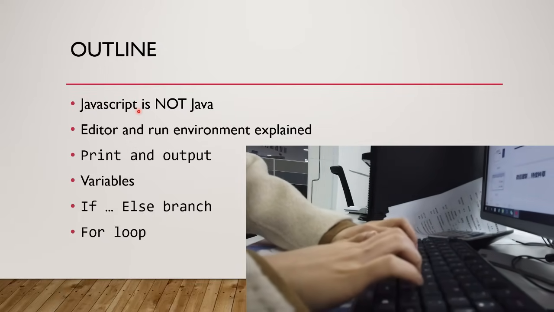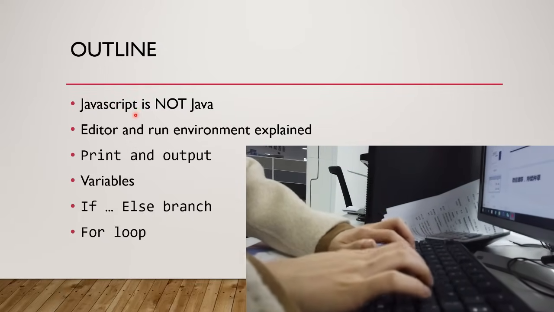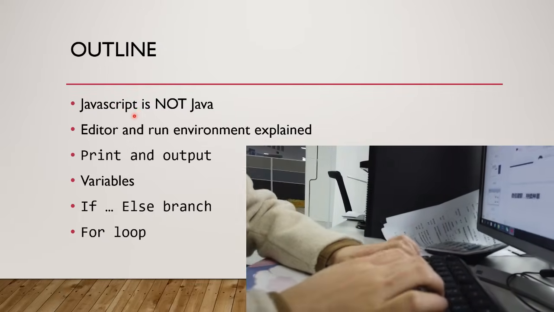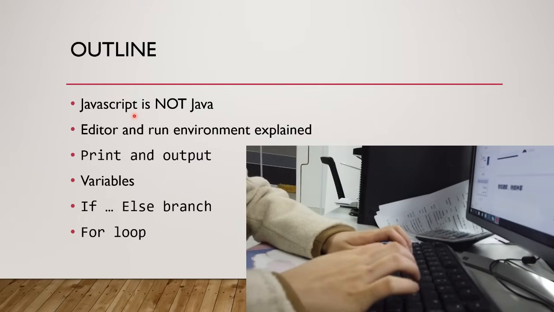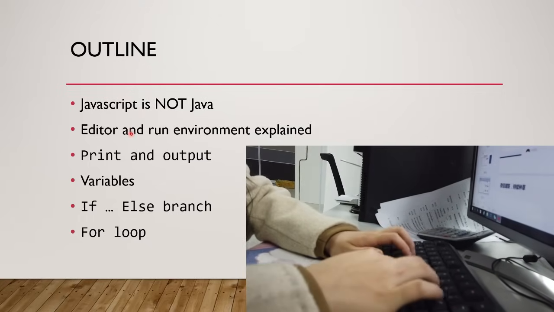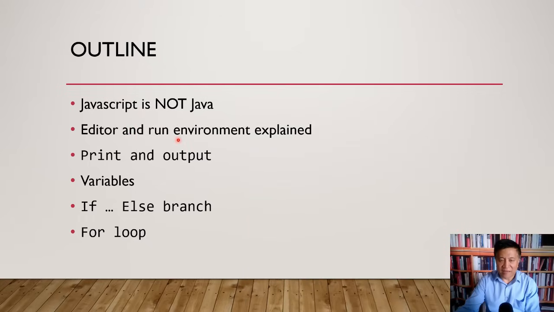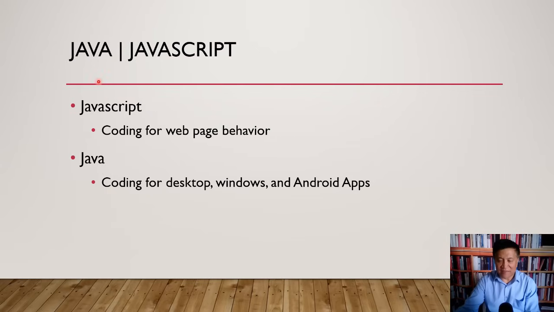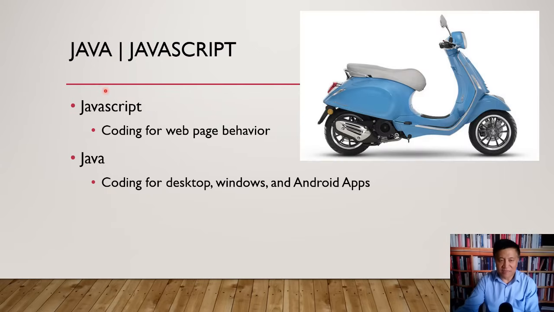This is the outline. First, I want to draw a distinction between Java and JavaScript. JavaScript is not Java, although the words sound very similar. I will then show you the editors and the run environment to code. Then I want to discuss the 4 basic repertoires of coding: how to produce output, how to assign variables, if switches and loops.